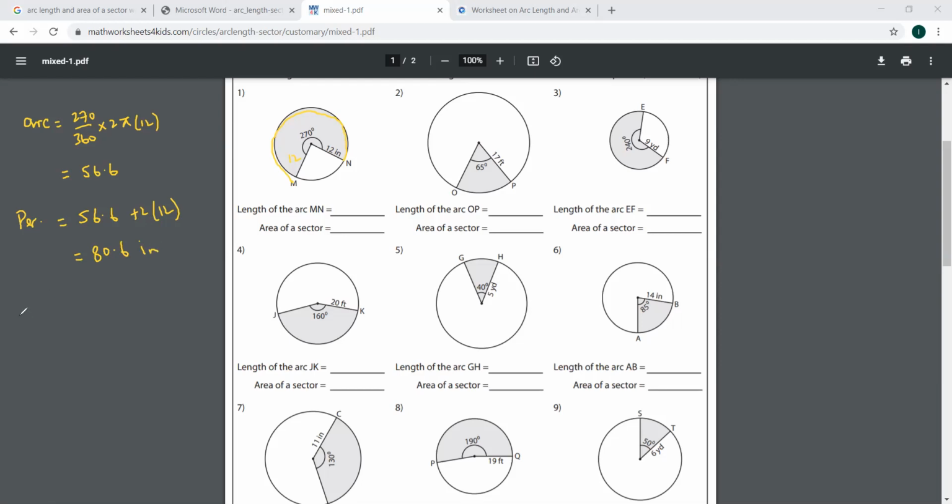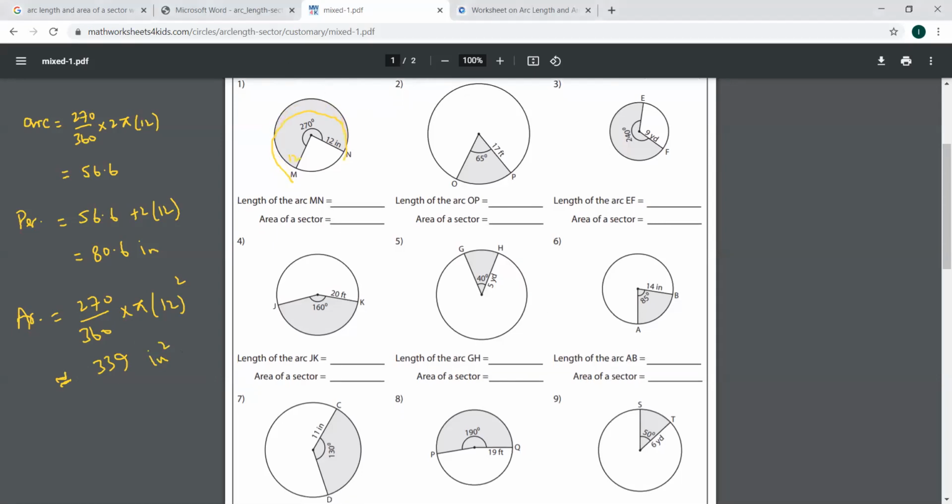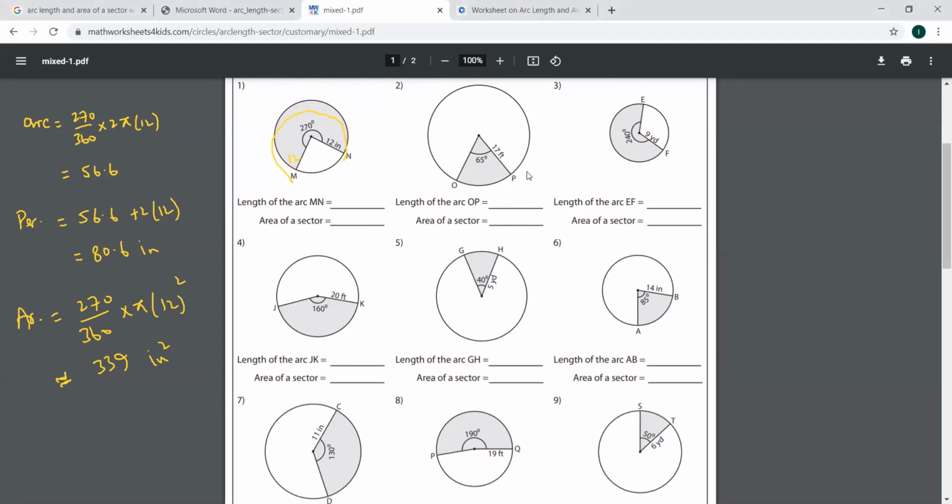And when you have to find the area here, the area is simply 270 over 360 into pi r square, that is pi into 12 square. So you just put all of that into the calculator and you can get the answer. So what is the area of this part here? This is 339 approximately, correct to three significant figures, inches square. Okay? So this way you carry on finding the areas and the perimeters of these shaded parts.